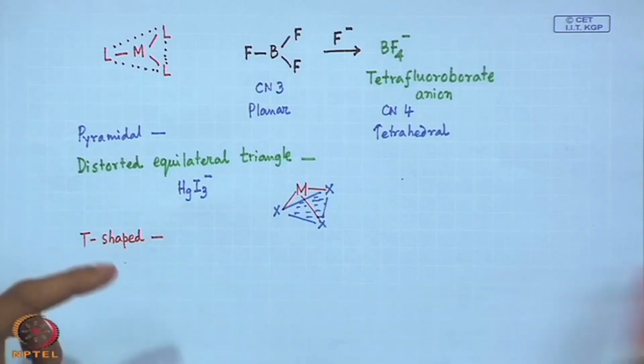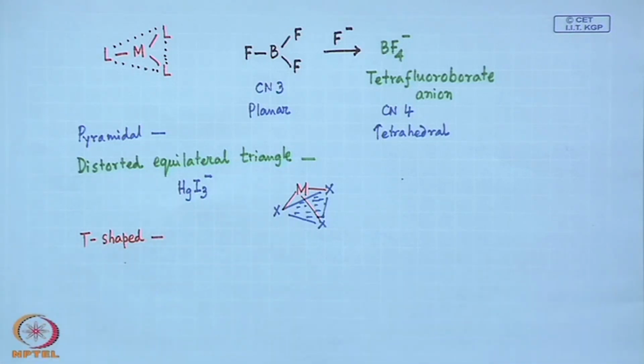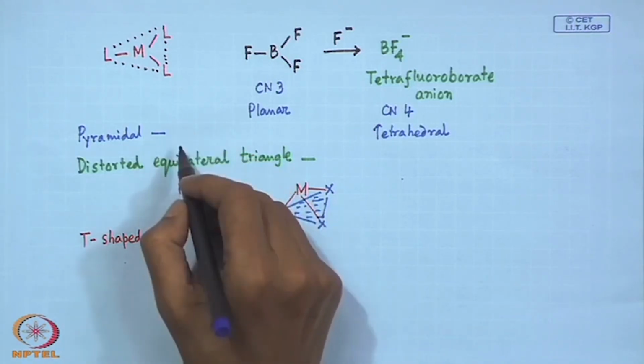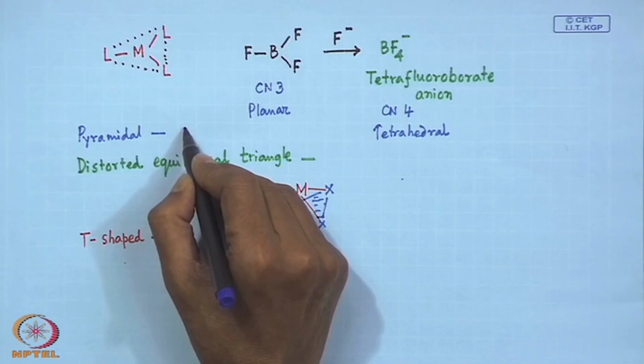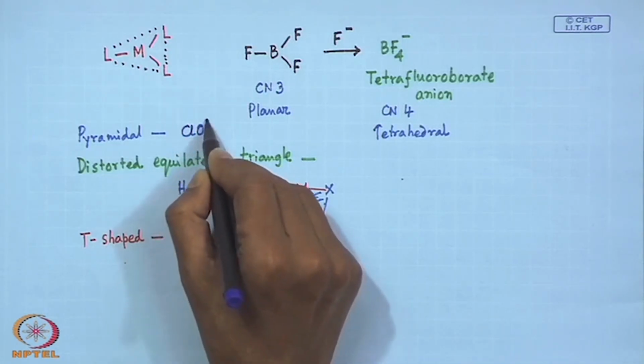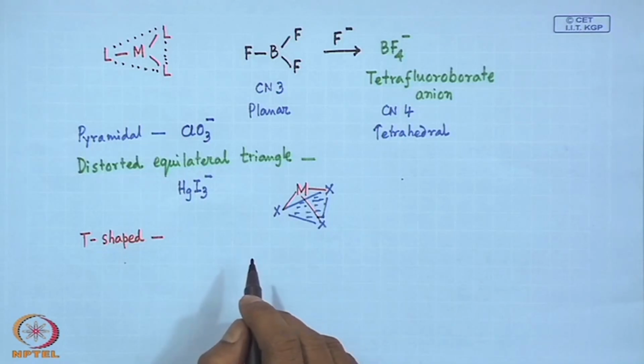so all the different types of T-shaped molecules, like that of this pyramidal one, because one more example for this pyramidal structure is ClO3 minus, the chlorate anion.